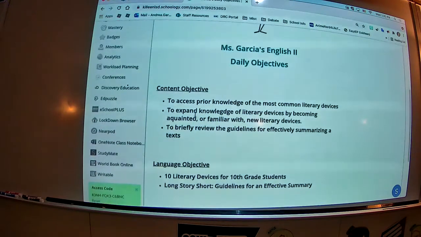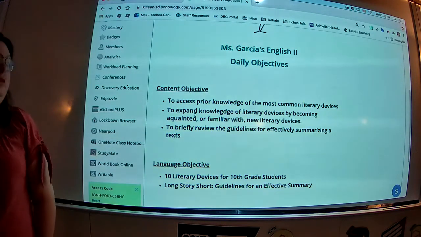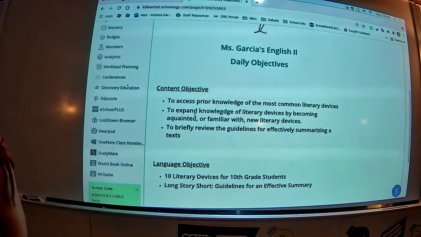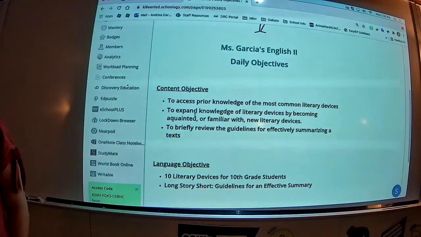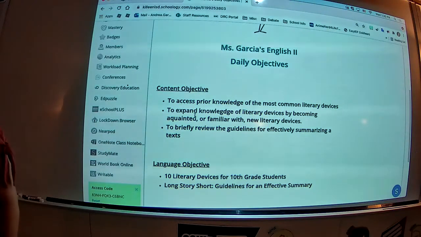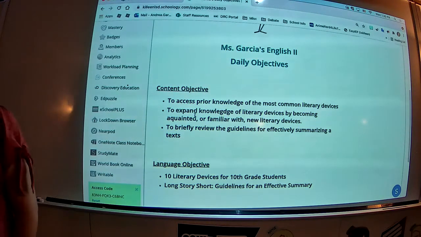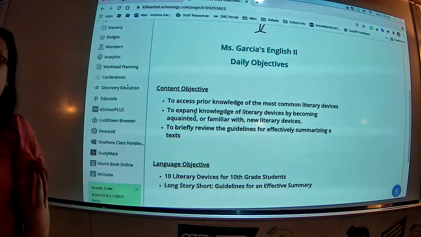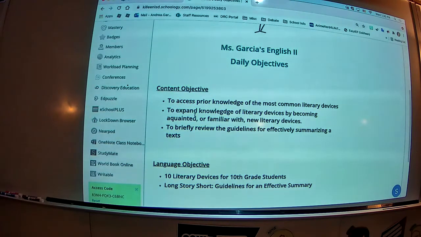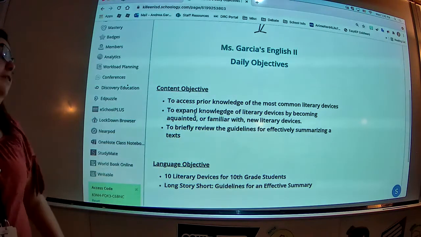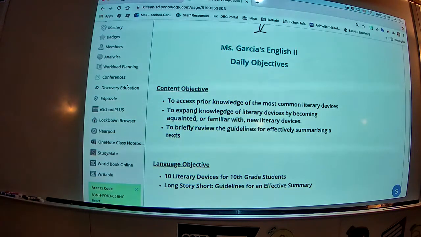So today what we're gonna be doing is we're gonna access prior knowledge of the most common literary devices and expand that knowledge by learning some new ones. And then you're gonna review the guidelines for effective summarizing. We're not gonna really put them into practice today. I'm just gonna give you a brief overview because tomorrow we're gonna be annotating two philosophical texts together and putting that into practice. And then on Friday, we're gonna have some discussions to make sure you understood the text. So today I'm just gonna introduce you to the 10 literary devices for 10th grade students and also, long story short, the guidelines to an effective summary.